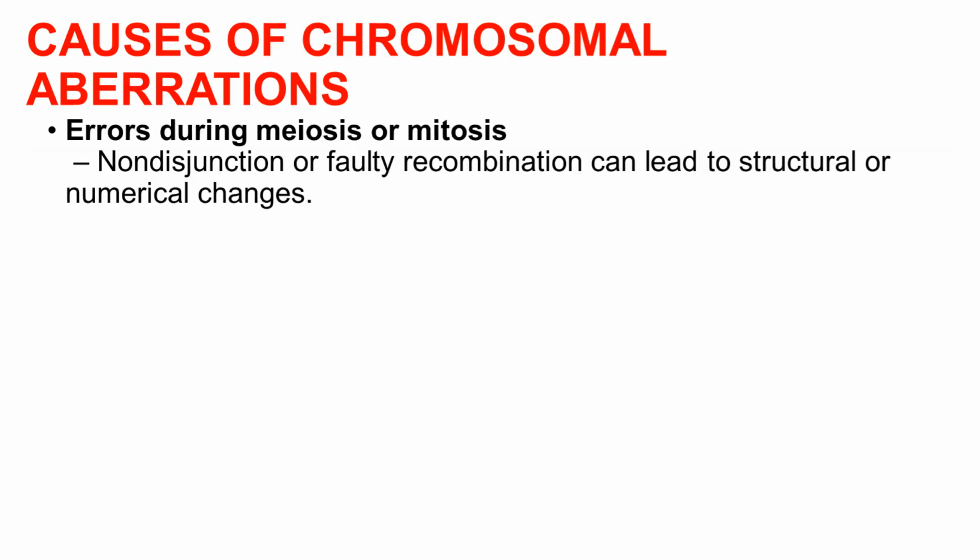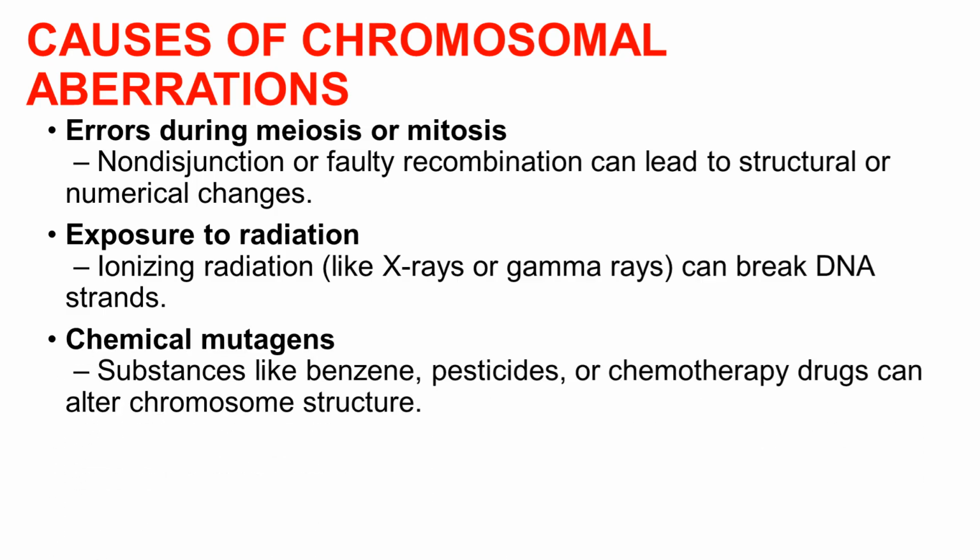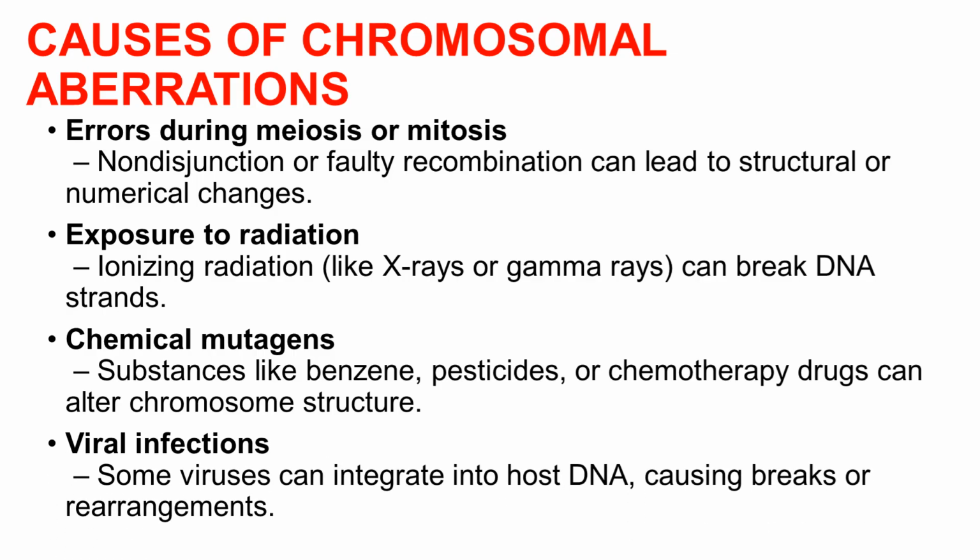Causes of chromosomal aberrations: errors during meiosis or mitosis. Non-disjunction or faulty recombination can lead to structural or numerical changes. Exposure to radiation: ionizing radiation, like X-rays or gamma rays, can break DNA strands. Chemical mutagens: substances like benzene, pesticides, or chemotherapy drugs can alter chromosome structure. Viral infections: some viruses can integrate into host DNA, causing breaks or rearrangements.